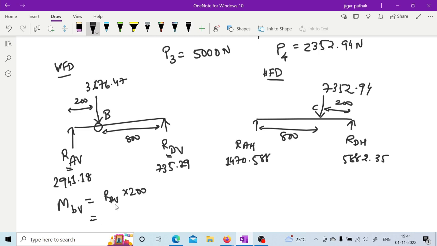Sir, RDV will also cause a moment. No, no, sir. When you are drawing your bending moment diagram, you are only considering up to this portion of the beam, right? So if you are at B, then the moment at B will be this RAV into this 200, right? Are you getting? Yes sir. So what is that answer value?